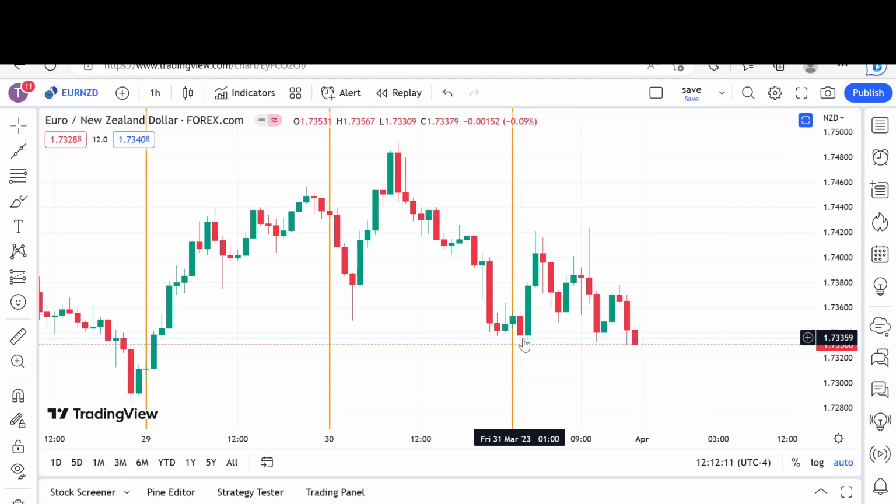Okay, Judas swing, aka I have videos on that as well, but Judas swing is basically a fake run in the opposing direction where price really intends on going. It does this to grab liquidity. Okay, and what key liquidity pool was it grabbing? It was grabbing Asian session.